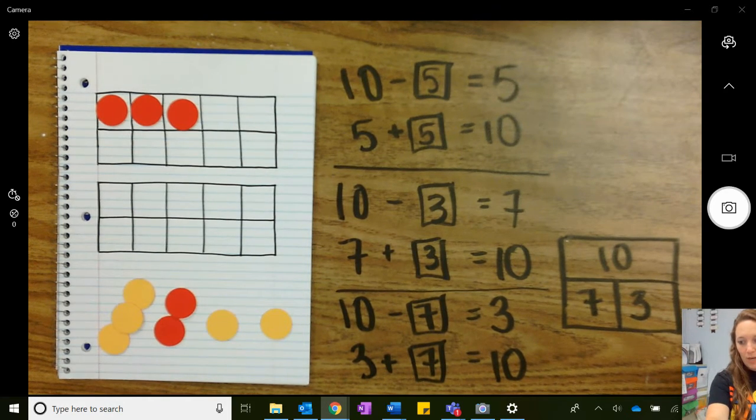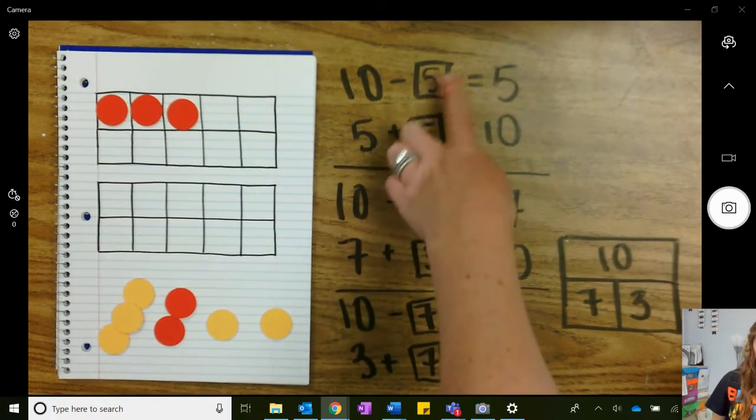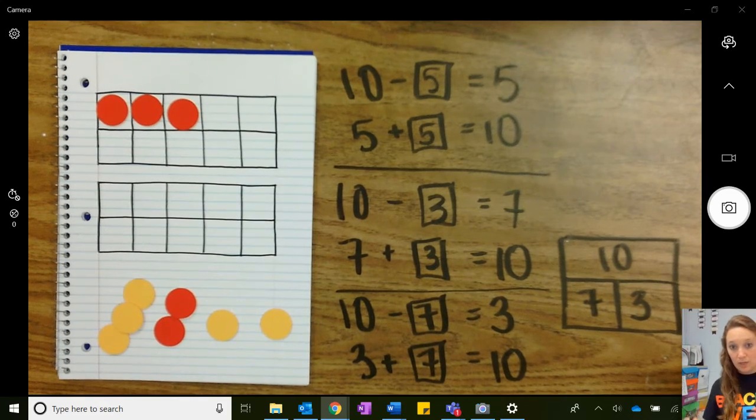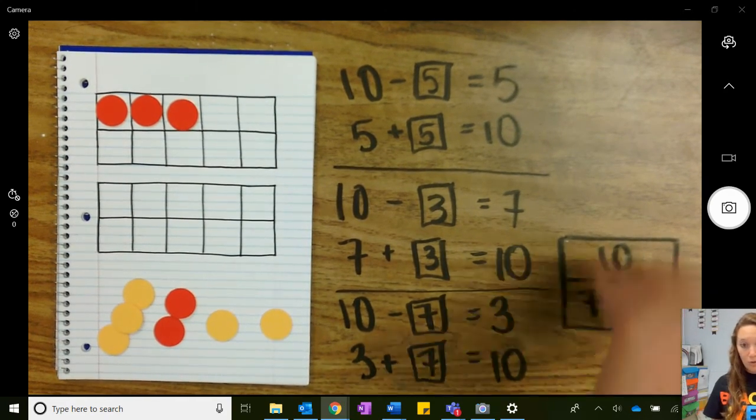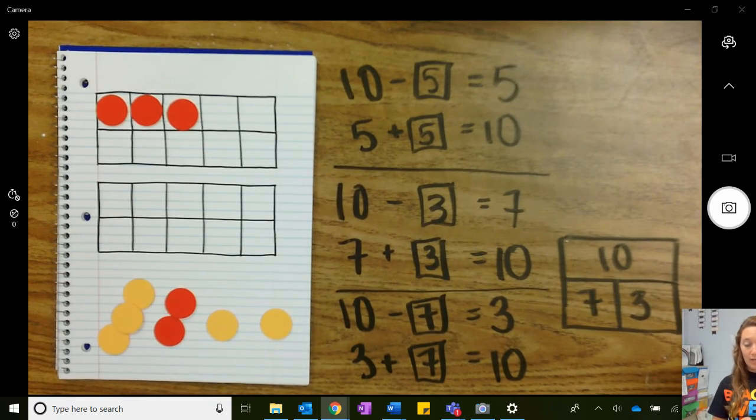Great. So your quick check is: Taylor is trying to solve 10 minus unknown equals 8. What is another way she can write the equation? Because remember, the 10 minus unknown, that's a little bit tricky, so we can write it in another way. If it helps you, you can draw out the part whole, and then you can figure out what that other equation is.